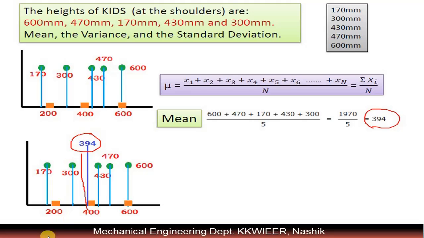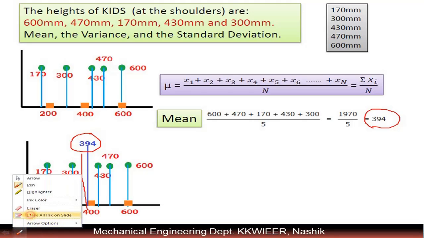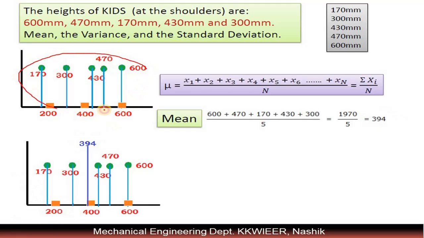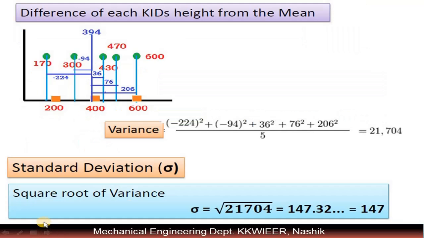So 394 will be our arithmetic mean for the collected data, and that data is related with the height of the kids. In similar fashion, if we are in the field of manufacturing, industrial fields, we can have the dimensions of shafts, or if we consider gears, the number of teeth on gears, or either machining process. There are a number of examples related with our case, so we can consider them and then we can find out the mean.